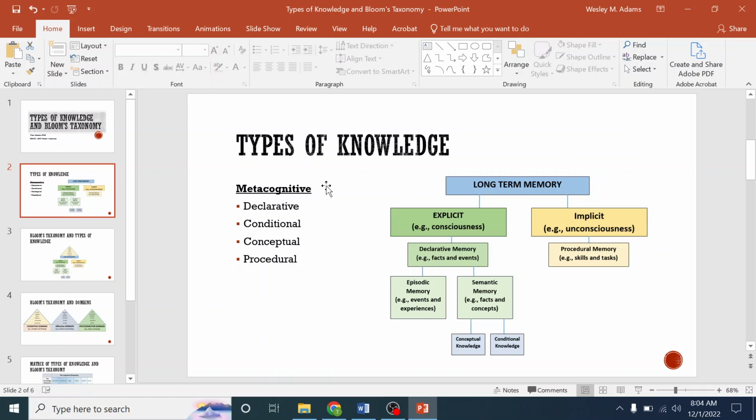So if you're in a history class, declarative information, that's what I would go to first if I were taking that class. So I'd want to know the facts, the dates. Then you have conditional information, like when to use certain information. And then you have conceptual knowledge. So conceptual knowledge would be linking concepts, and that's really what we've been doing all semester long, is taking these concepts and showing how they're all interconnected.